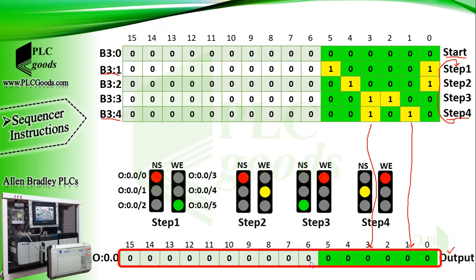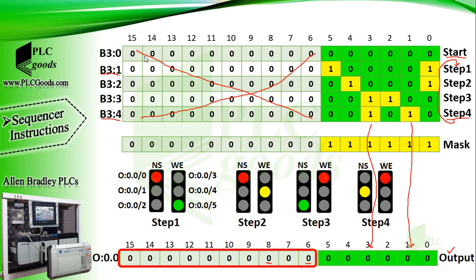Pay attention, when a sequencer operates on an entire output word, there may be outputs associated with the word that do not need to be controlled by the sequencer. In our example, bits 6 through 15 of output 0.0 are not used by the sequencer, but could be used elsewhere in the program. To prevent the sequencer from transferring these bits to the output word, a mask word can be used.